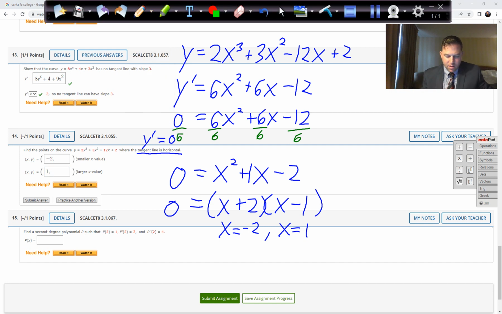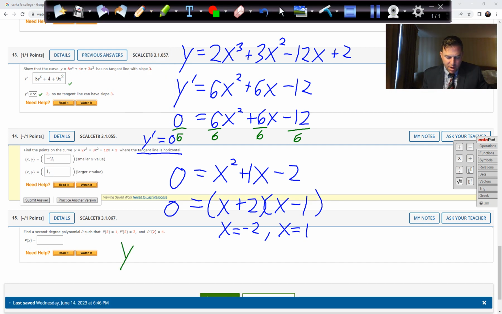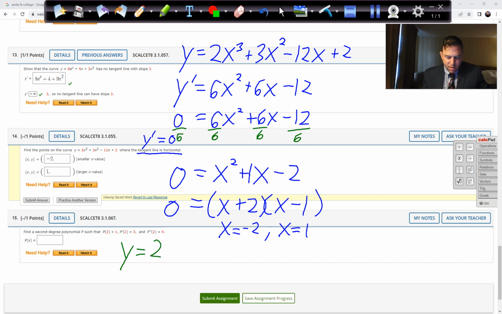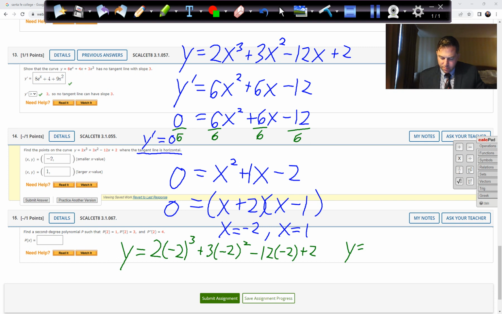So we have to plug x equals minus 2 into the original formula, 2x cubed. Instead of x, I'm going to write minus 2 cubed plus 3 times minus 2 squared minus 12 times minus 2, and then the formula says plus 2. Let me at the same time write the positive 1. Positive 1 is nice because all the x's are just going to become 1. So this is just literally going to be 2 plus 3 minus 12 plus 2.